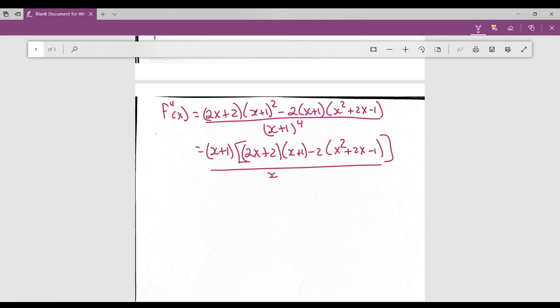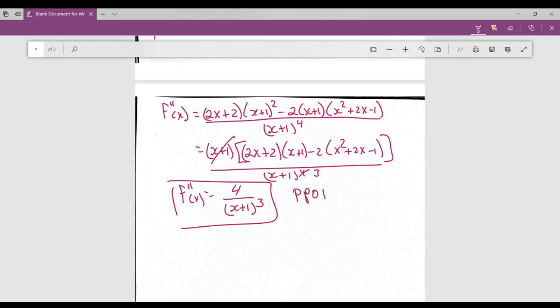Okay. That cancels one of those. You have to 3. If you expand and simplify the inside, everything goes away, and I encourage you to do that. What you end up with is this. That is the second derivative. So we find our possible points of inflection by setting it equal to 0 or undefined. Again, the only one would be x is equal to negative 1.